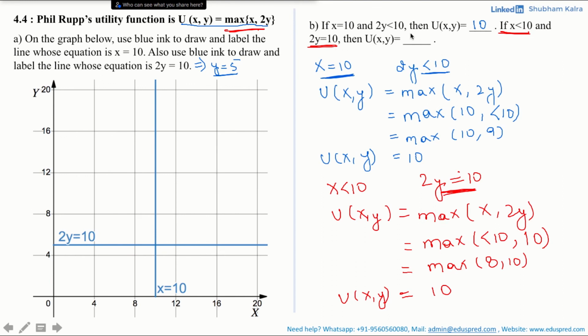The only thing to remember here is the maximum function: whatever values x and 2y are taking, all you have to do is compare these values, and the utility function will take the higher of the two, or the maximum of the two, and you will be easily able to evaluate your utility value. We will do the remaining parts in the next video.